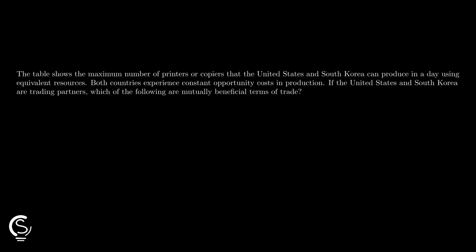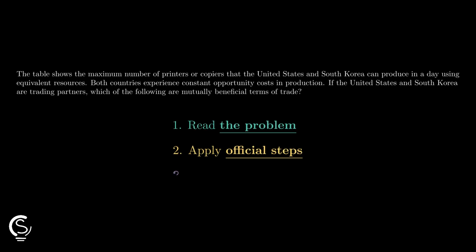Comparative advantage determines trade benefits. We will calculate opportunity costs for the United States and South Korea to find mutually beneficial terms of trade.